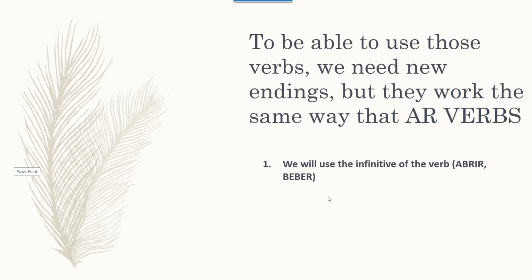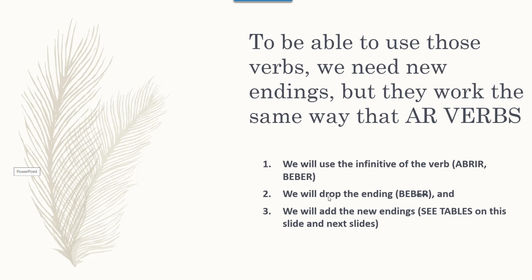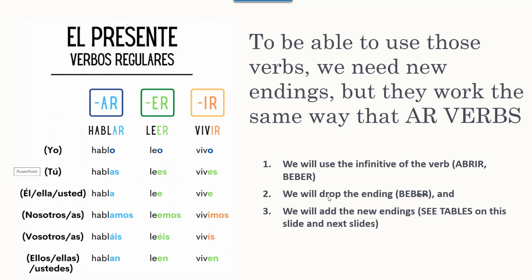So, first of all, we're going to be using the infinitive of the verb. Abrir or beber or escribir, any of these verbs that we just covered. And then we're going to drop the ending, either the ER ending or the IR ending. And we're going to add the new endings. And you're going to see the tables in a second. So, what are these new endings for the ER verbs and IR verbs? Let's look at these. You here have the AR endings, O, AS, A, the ones that I just mentioned. And then you have the new ones for an ER verb or any IR verbs here.